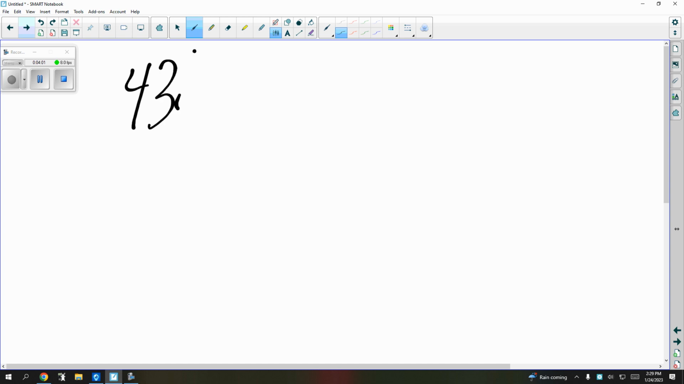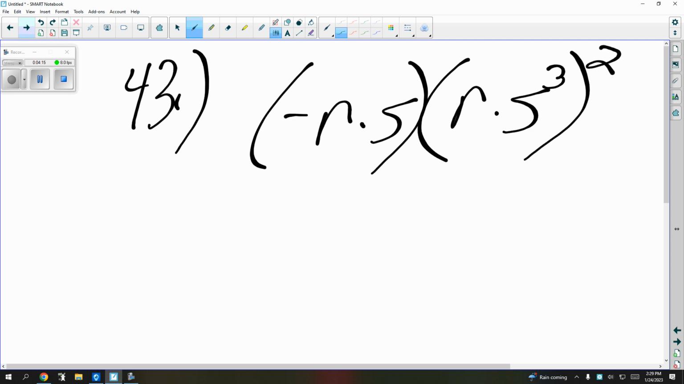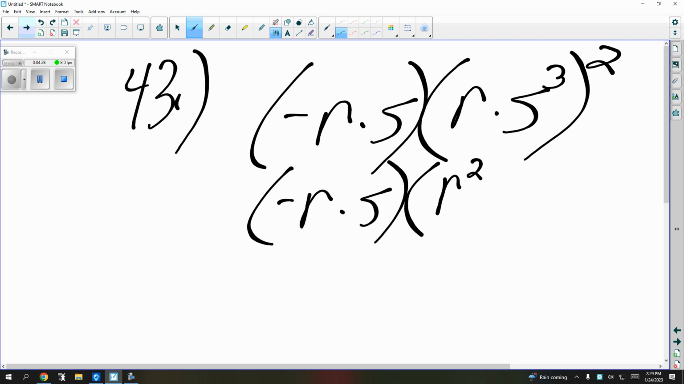Number 43. I'd like to think of it as a dot in between those guys. And then this guy is like that. Okay? All right. Does the first term change? Heavens no. But the second one sure as heck does. R to the 2nd, S to the 6th. A power to a power, you multiply.